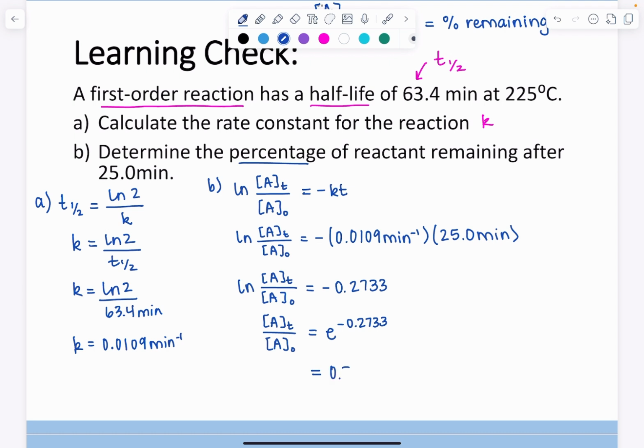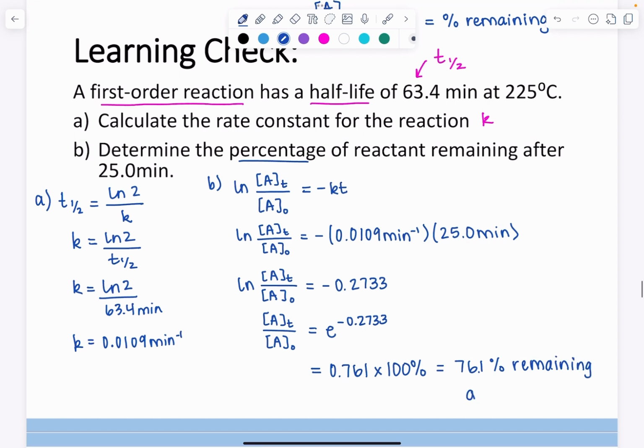This is 0.761. If we multiply that by 100%, then we have 76.1% remaining. So again, just solving for this ratio, and that you can use to determine percent remaining.